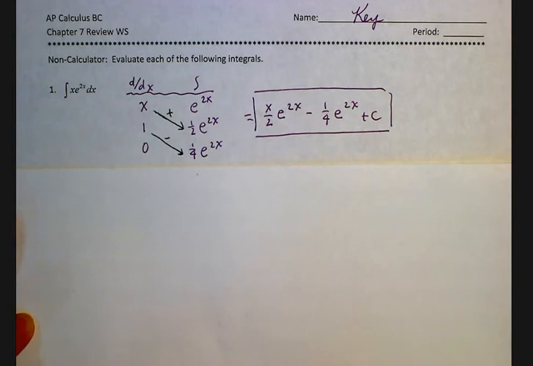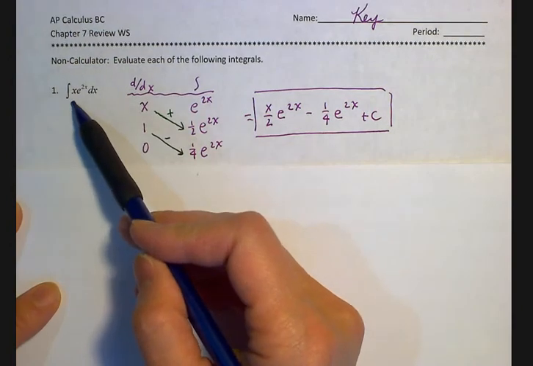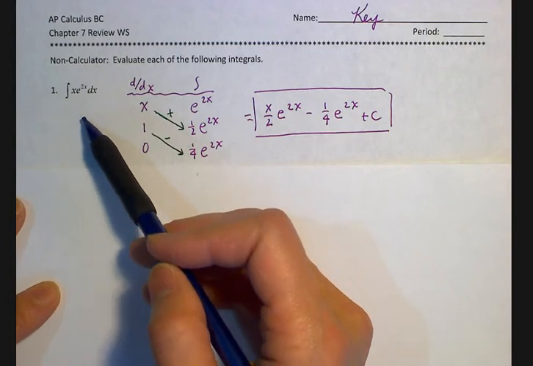This is the Chapter 7 review worksheet, and I'm going to go over the problems on page 1. The first problem is the integral of x e to the 2x dx. So this is a prime candidate to do the tabular method.